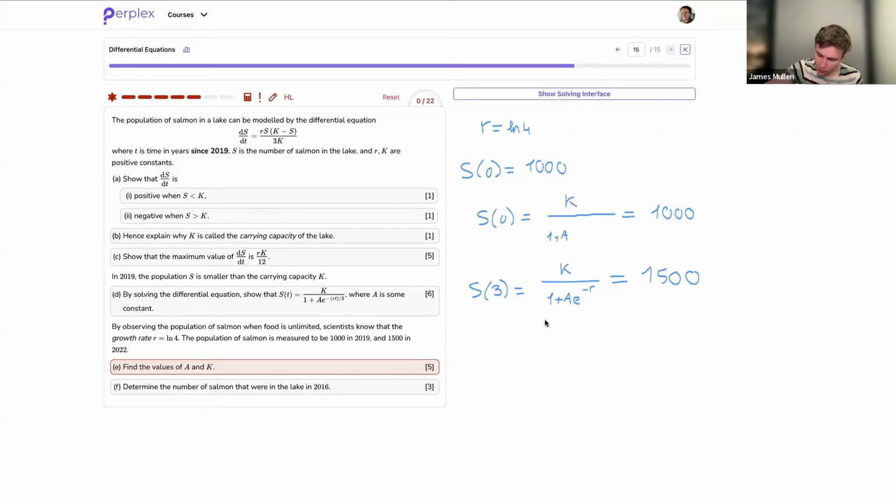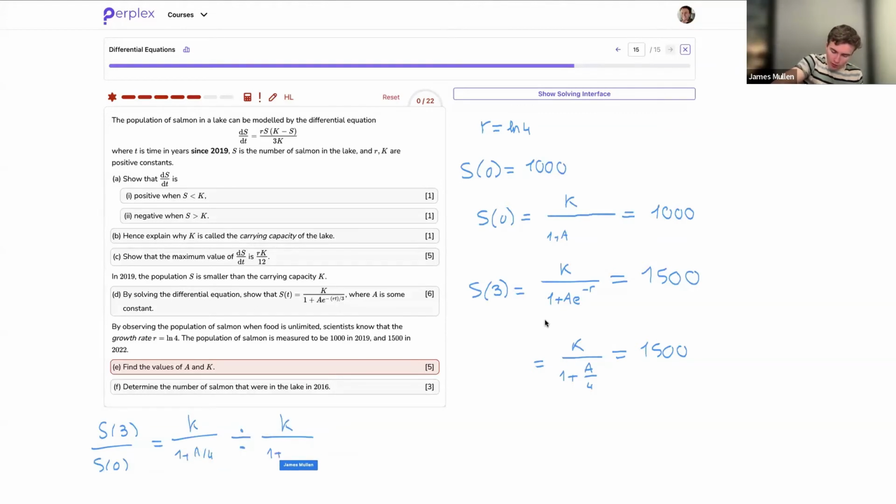So this is equal to k over 1 plus a over 4 equal to 1,500. Now, what I'm going to do to simplify these two is eliminate k by dividing one equation by the other. I'm going to do s of 3 over s of 0, which is going to be equal to k over 1 plus a over 4 divided by k over 1 plus a. And that simplifies to 1 plus a over 1 plus a over 4.